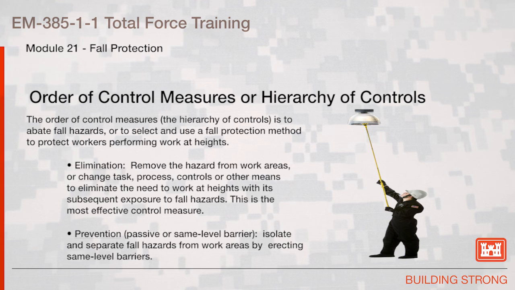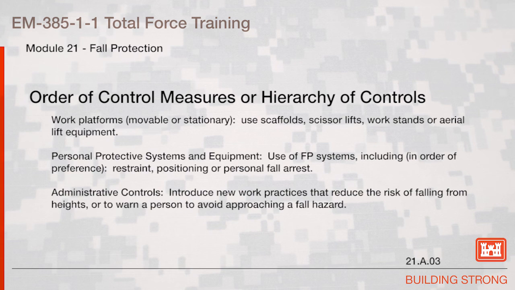Prevention. Passive or same level barrier. Isolate and separate fall hazards from work areas by erecting same level barriers. Work platforms, movable or stationary. Use scaffolds, scissor lifts, work stands, or aerial lift equipment. Personal protective systems and equipment. Use of fall protection systems, including, in order of preference, restraint, positioning, or personal fall arrest. Administrative controls. Introduce new work practices that reduce the risk of falling from heights or to warn a person to avoid approaching a fall hazard.